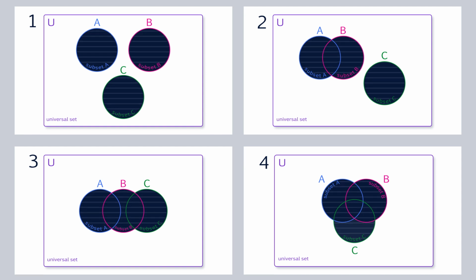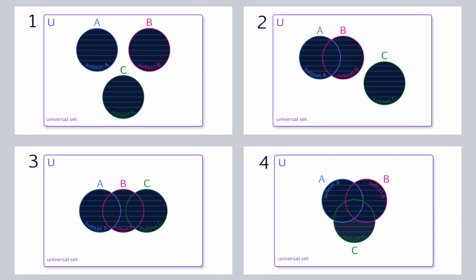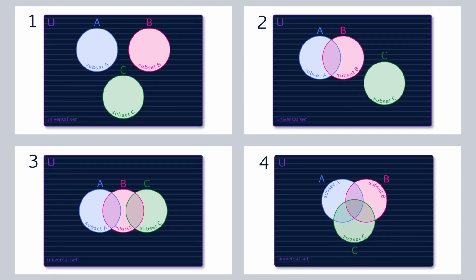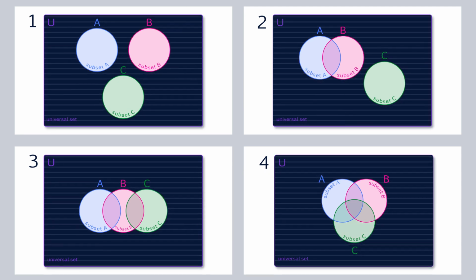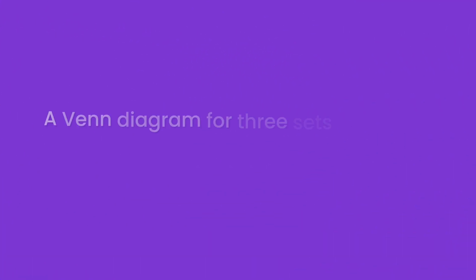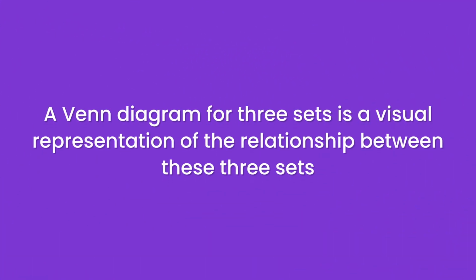The universal set will by definition contain all the elements of the subsets. The elements of the universal set that are not elements of the subset are located outside the circles, but inside the rectangle. In upcoming videos, you'll see how these Venn diagrams are used in different contexts. A Venn diagram for three sets is a visual representation of the relationship between these three sets.